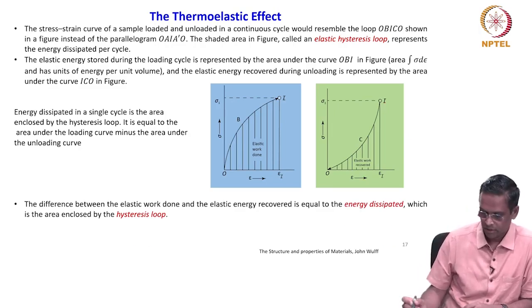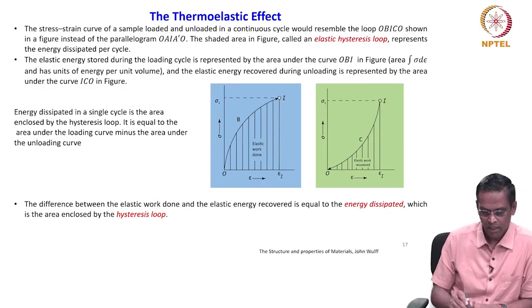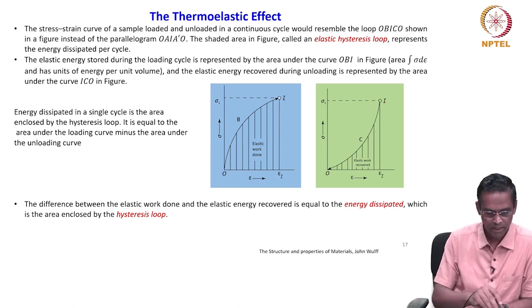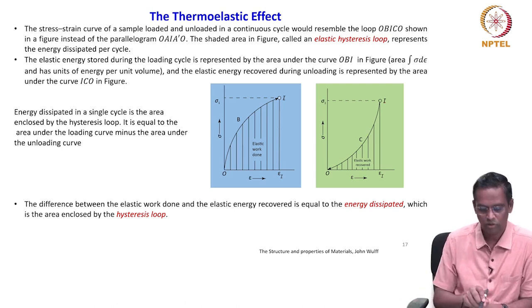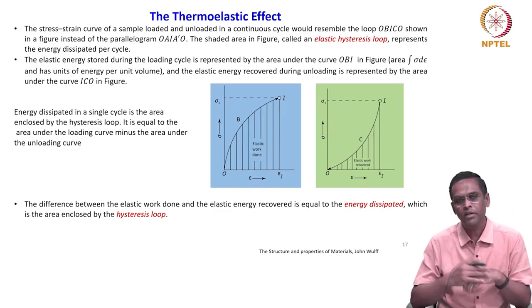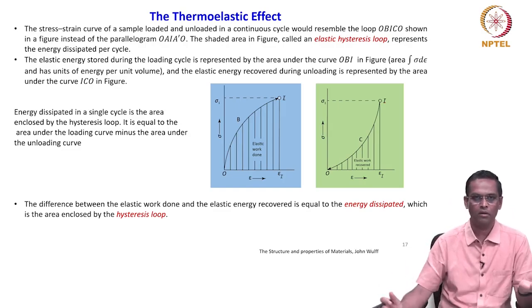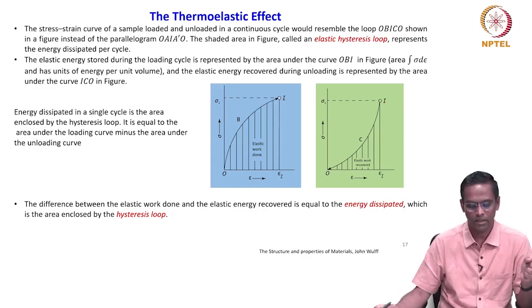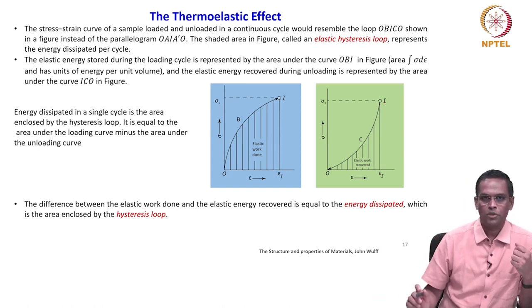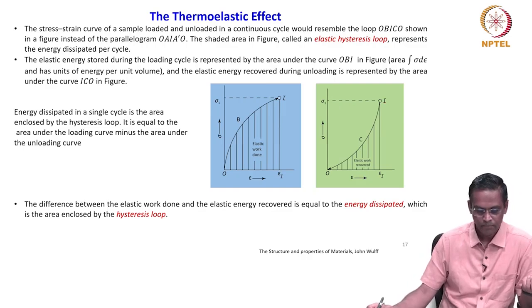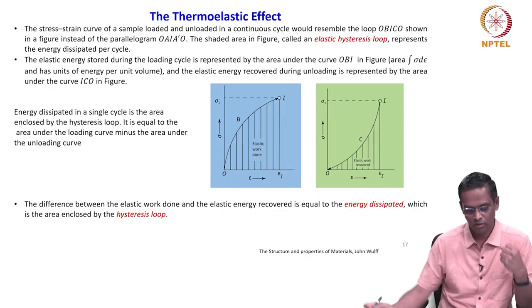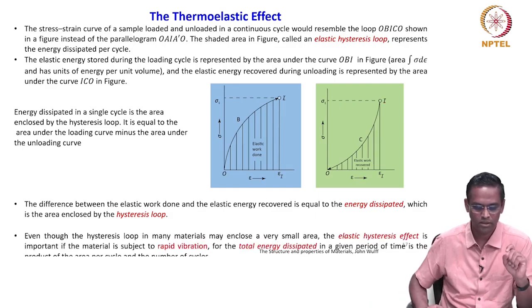So, this is what is written here. The difference between elastic work done and the elastic energy recovered is equal to energy dissipated, which is the area enclosed by the hysteresis loop. So, in any event we can correlate, so many events we can talk about, right? Migration of atoms, thermal energy, right? We said stress and strain and so on. This is a general description of energy dissipation or elastic work done in a hysteresis loop.